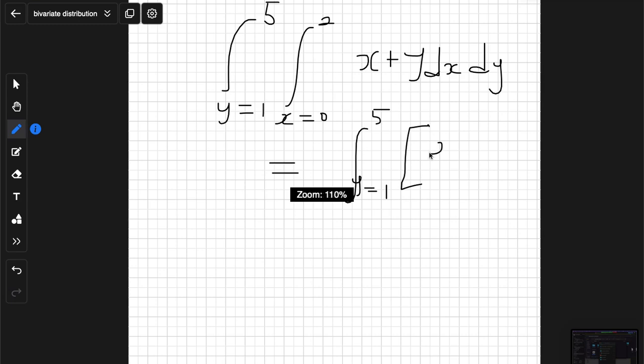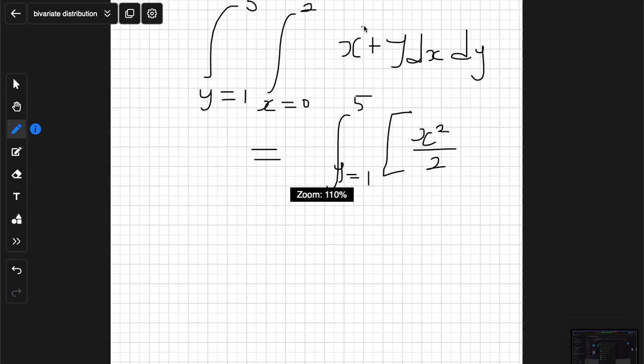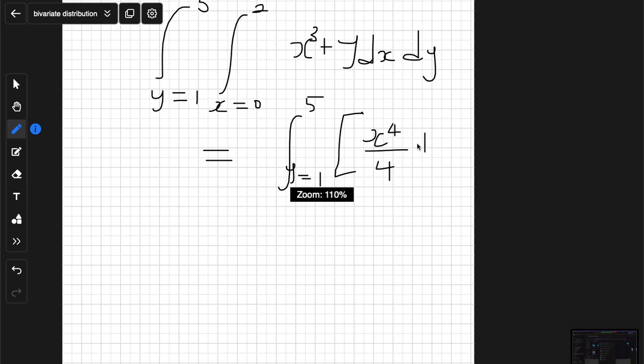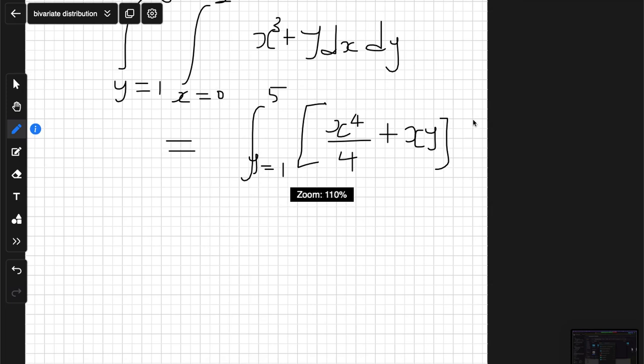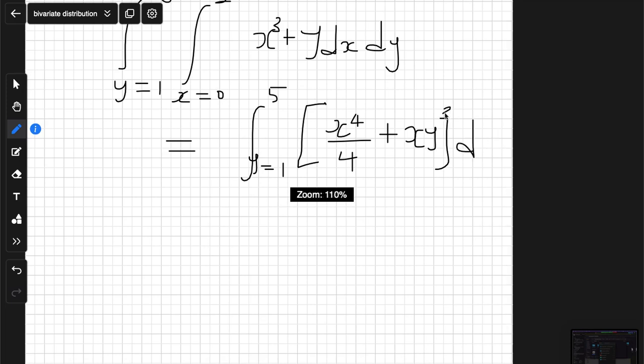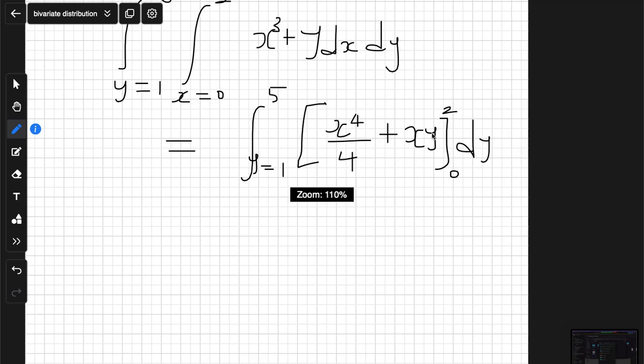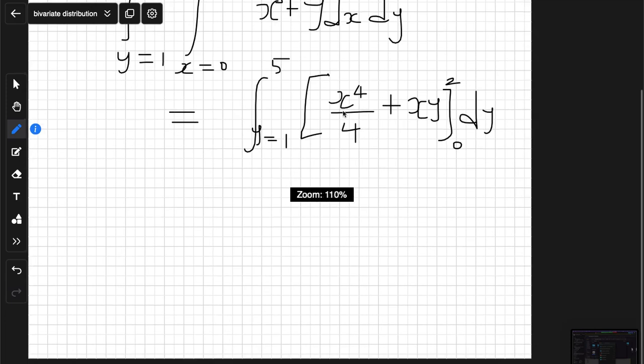If we integrate this, we are going to have x squared over 2. Let's assume that we have 3 here, so this will be x raised to the power of 4 over 4. Now we are going to have plus xy, because we are integrating with respect to x. You put in your limit from 0, and then you can integrate with respect to y after doing your limit.